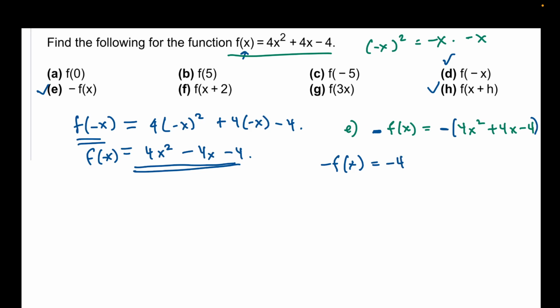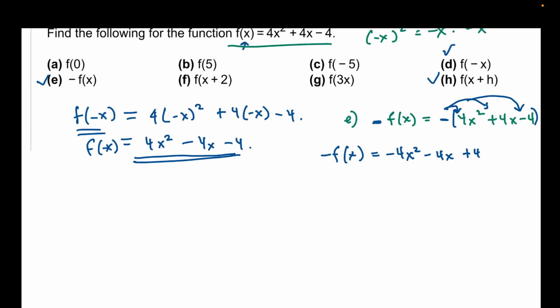So that gives us negative 4x squared, right? And over here, it's going to be negative 4x. And then the last term is going to be positive 4. So what it really does is it makes your positives negatives and your negatives positives. Now, I didn't draw one arrow, but I'll do it right now. It's this first term. 4x squared is in the front, but understand that it was positive to begin with.